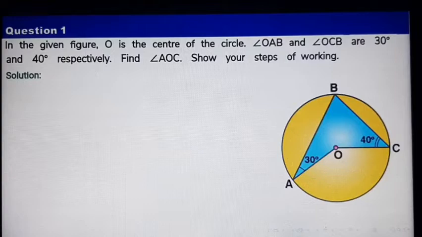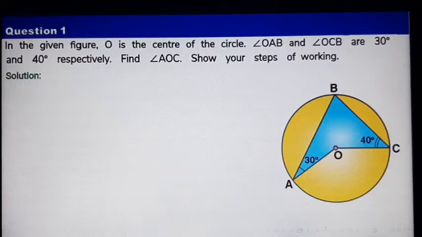Alright, so let's begin with the sums for the day. So this is my first question. The question says, in the given figure, O is the center of the circle. Angle OAB and OCB are 30 degree and 40 degree respectively. Find angle AOC. Show your steps of working.